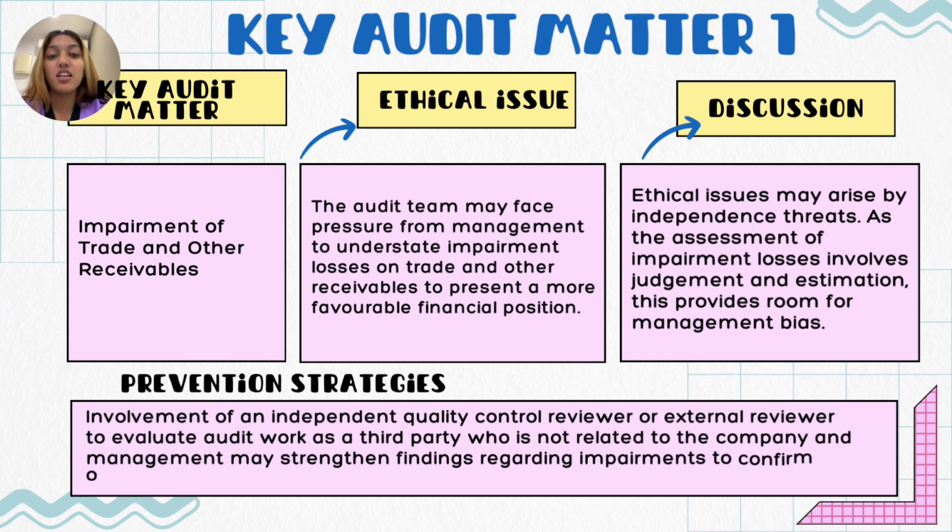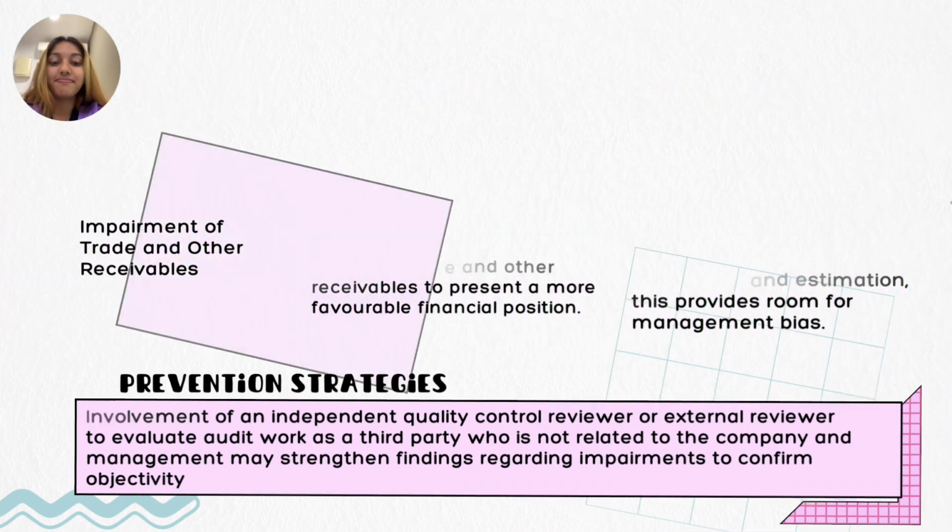And how these ethical issues may arise is by independence threats. As the assessment of impairment losses involves judgment and estimation, this provides room for management bias. And the prevention strategy for this ethical issue is the involvement of an independent quality control reviewer or an external reviewer to evaluate audit work as a third party who is not related to the company, and management may strengthen findings regarding impairments to confirm objectivity.